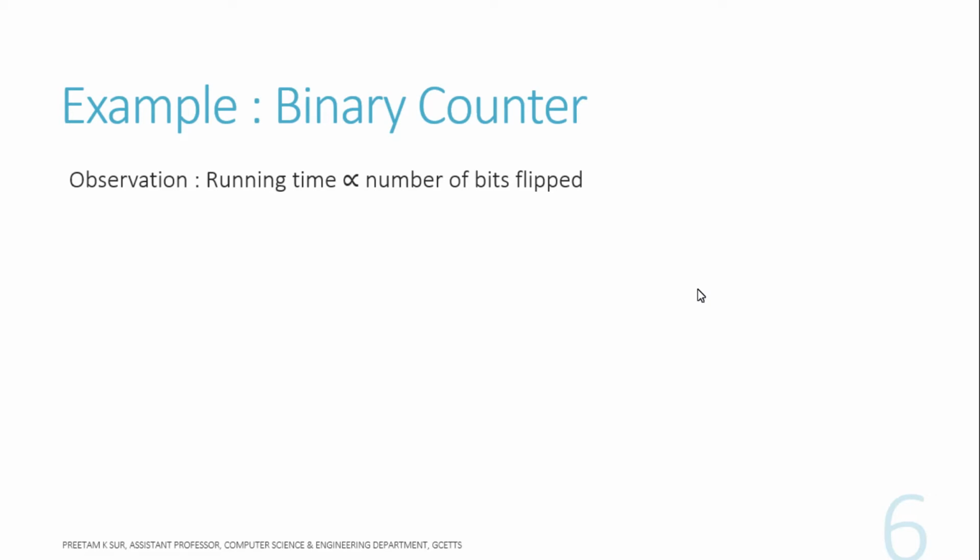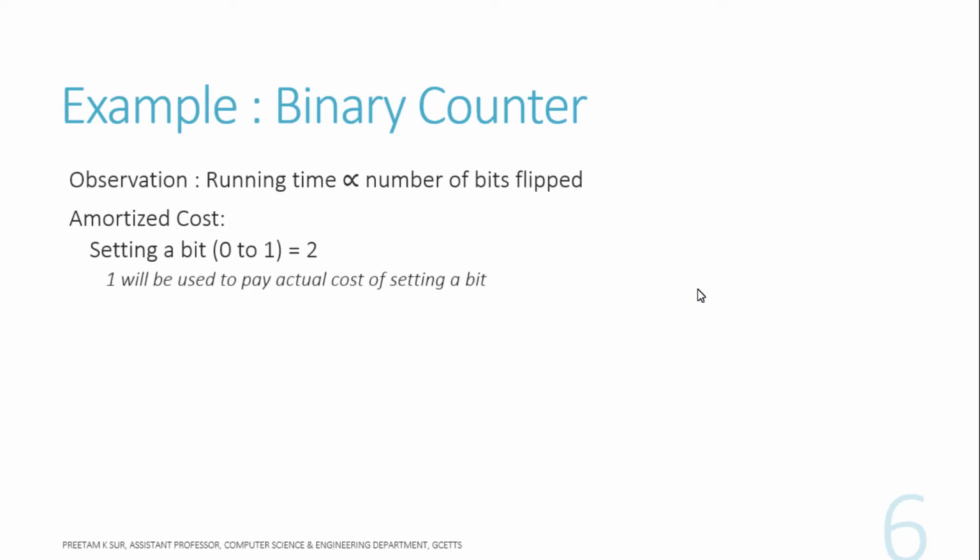So how are we going to assign the amortized cost in this example? We are going to assign a cost of 2 when we are setting a bit from 0 to 1. Whenever we set a bit from 0 to 1, it takes an actual cost of one, right? So one cost will be used for paying the actual cost of setting a bit, and another cost will be stored as a credit, and will be used in the future when we are resetting the bit.